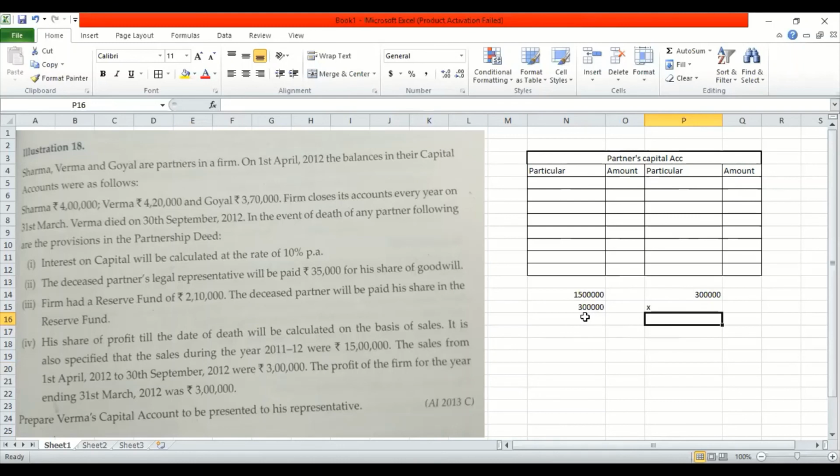Now on 3 lakhs, what would be 20 percentage? Again, 10 percentage is 30,000. 20 would be 60,000. So 60,000 is the profit, and you will give him his share, that is 1 by 3. So 20,000 you would be writing it over here, and the sum gets over.